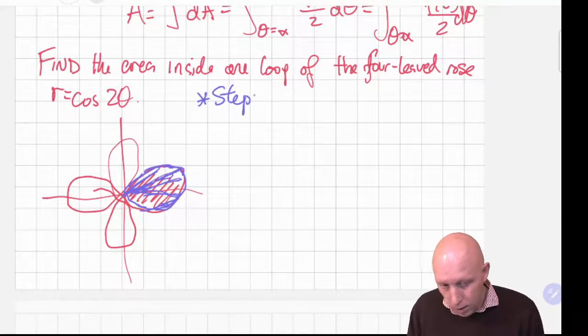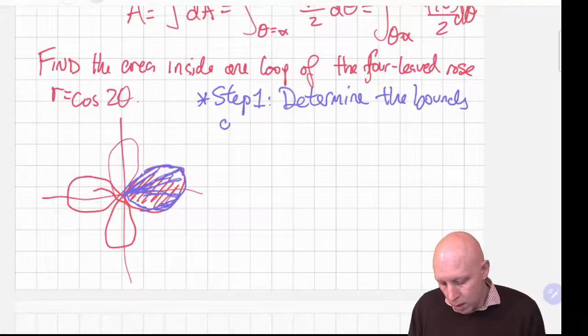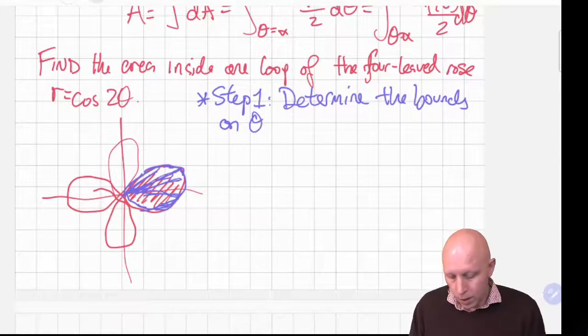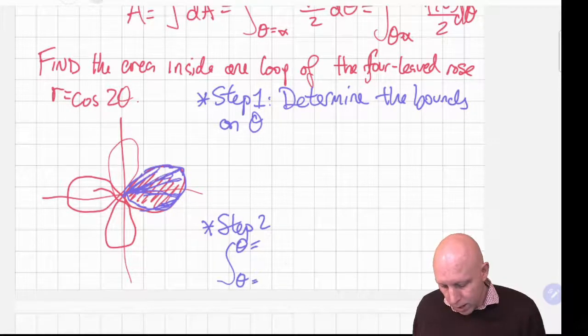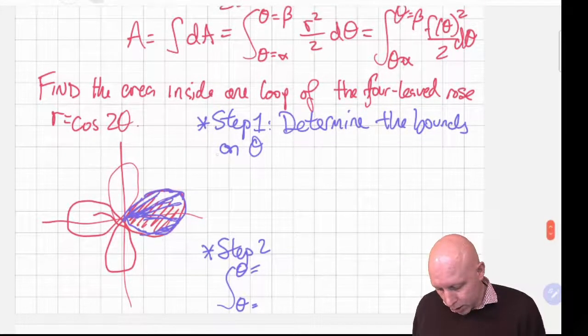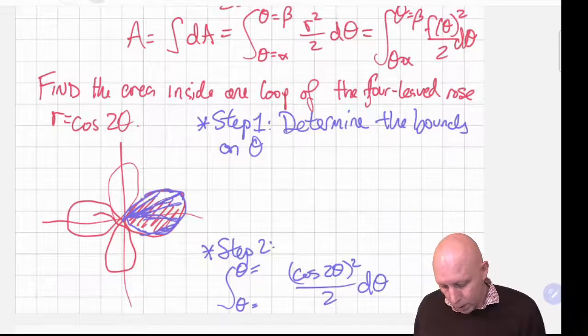So step 1, determine the bounds on theta. And then later, step 2, take this integral from our first bound to our second bound of the function. So the function is cosine of 2 theta squared divided by 2, d theta. Calculate the integral.